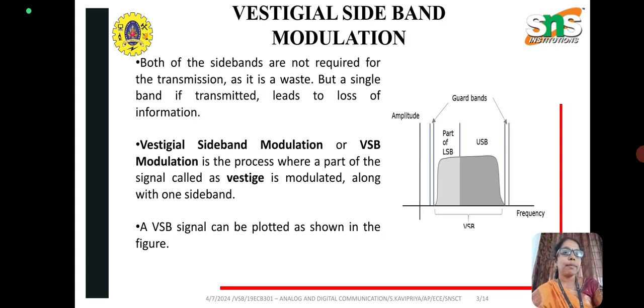So in vestigial sideband modulation, instead of transmitting both the sidebands, because transmission of both the sidebands is a waste of time and waste of bandwidth, but if a single sideband is transmitted, it leads to a loss of information also. So in VSB modulation, a part of the signal called the vestige is transmitted along with one sideband, as shown in the diagram.